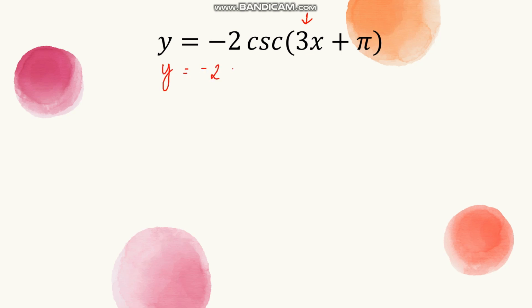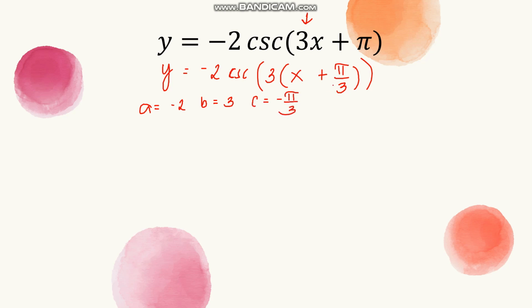So you have negative 2 cosecant, and then let's factor out 3, and divide 3x and pi by 3 so that we can get the remaining terms. This will become x, since we factored out 3, plus pi divided by 3, which gives pi over 3. This is now the value of b. We have the c and then the a. Let's write here: a is negative 2, b is 3, c is negative pi over 3.